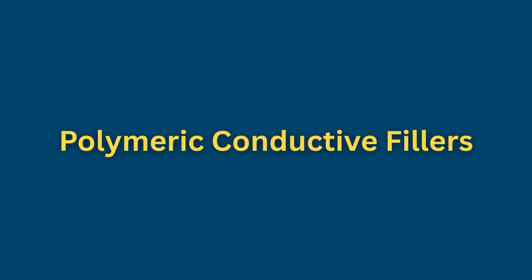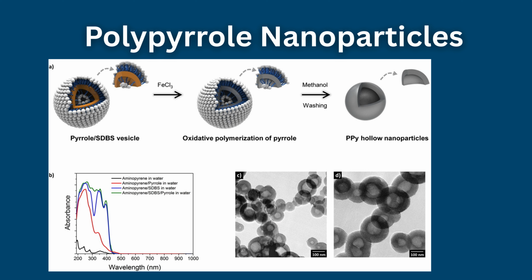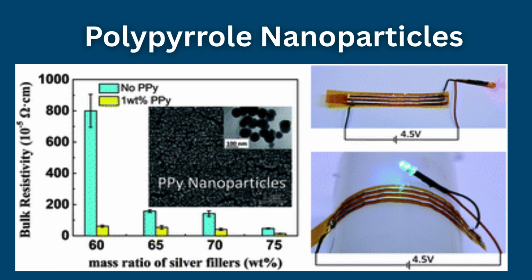Polymeric conductive fillers. Conductive polymers can also be used as fillers in ECAs because of their electrically conductive pi-conjugated structures. Examples include polyaniline and polypyrrole. Polypyrrole nanoparticles. Polypyrrole, PPY, nanoparticles can be added to silver flake-filled ECAs to enhance conductivity. However, PPY is a semiconducting material and has lower intrinsic conductivity than silver. Consequently, after a certain concentration, further addition of PPY nanoparticles reduces electrical conductivity.